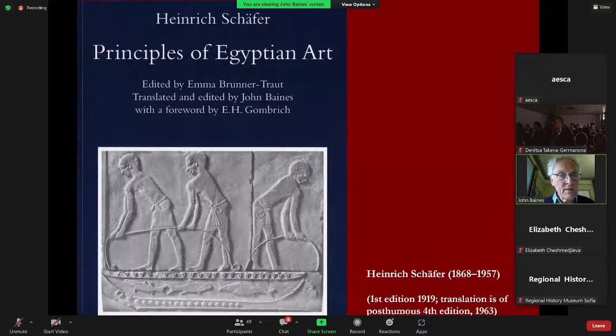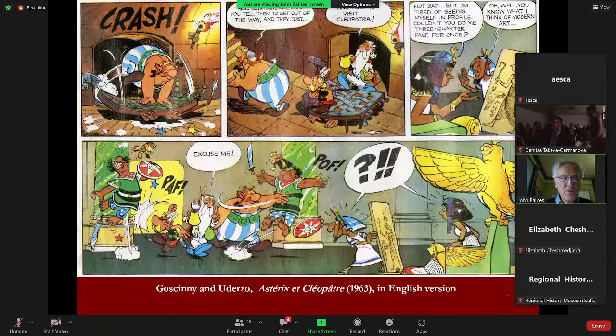Now, I, early in my career, translated Schäfer's book into English, and that's the cover of the printing of it from about 2002, if I remember right. That's very heavily revised from what Schäfer published in 1919. The last edition was 1963, last German edition. But we can go also to other traditions and think how they can help us think about ancient Egyptian representation. So here is Asterix and Cleopatra, which was famous when I was a student. I don't know if people in Bulgaria still read Asterix, but it is set in Egypt.